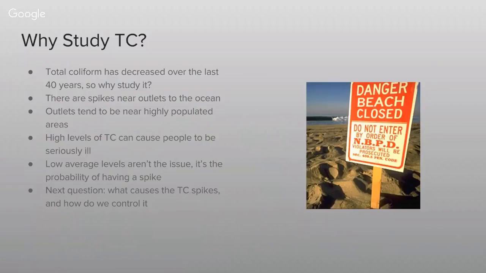And these occur near outlets like the Santa Ana River outlet where it leads into the ocean. These happen to be in highly populated areas like Huntington Beach. So it's not the low-level averages that we have for a long period of time. It's big spikes that get people sick. We want to learn why those happen and how to control those.